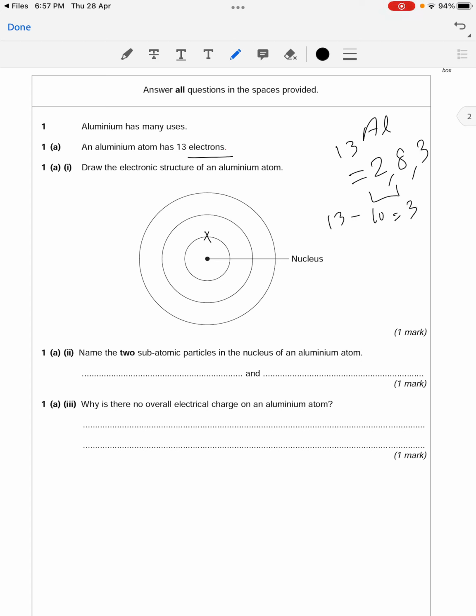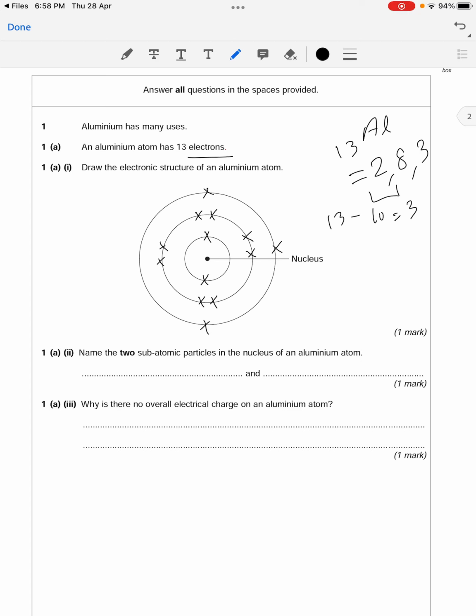You can put dots or crosses, it doesn't matter. So I'm going to put a cross there. So 2 electrons in the first shell, then 8 electrons orbiting in the second shell. Let's count: 1, 2, 3, 4, 5, 6, 7, 8, and 3 in the outer shell. You can just leave it like this. It doesn't matter how you represent it, as long as you represent this.